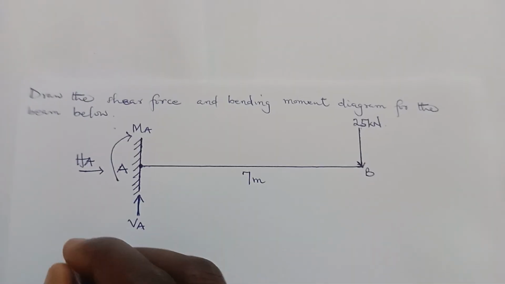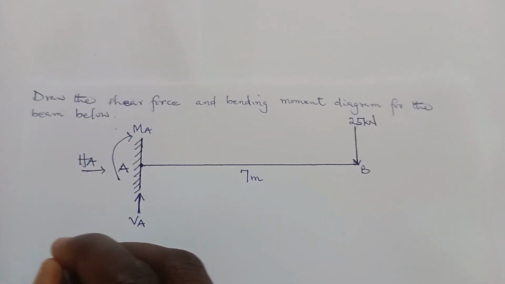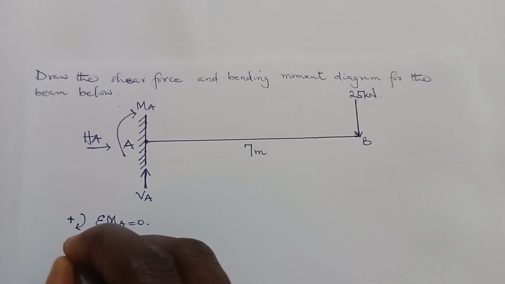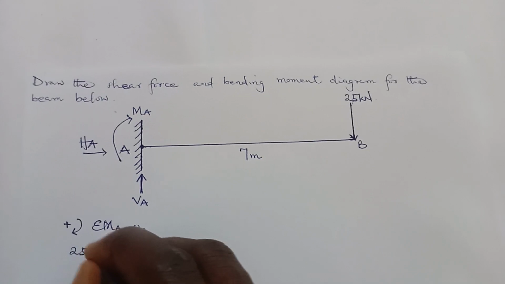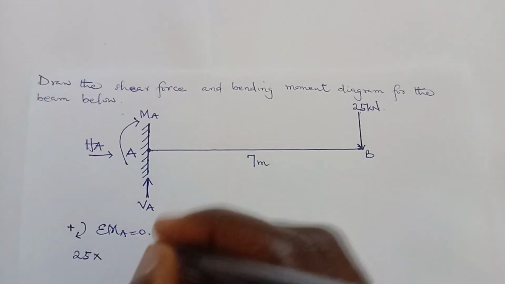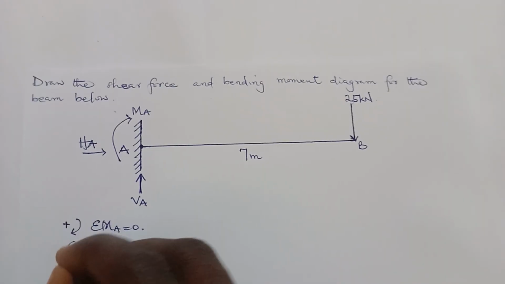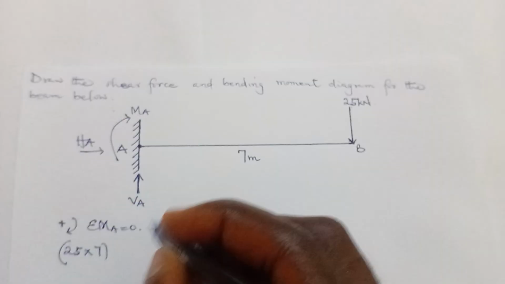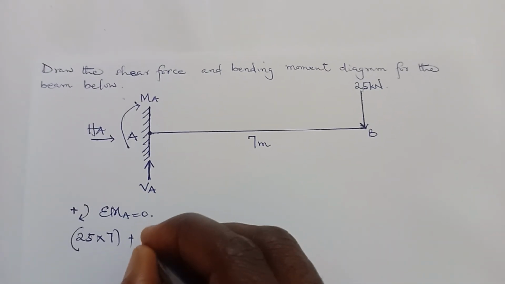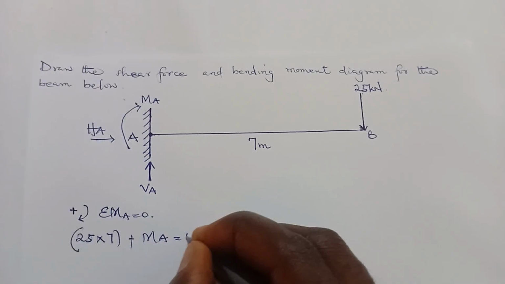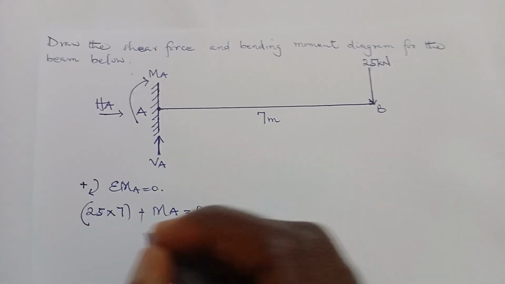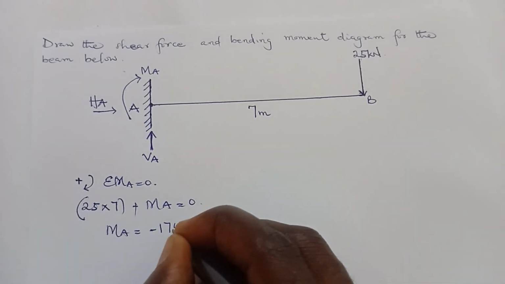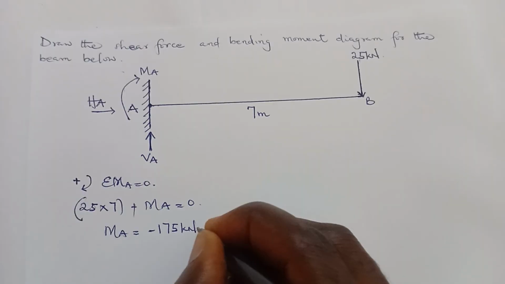25. Let's take clockwise moments to be positive. So 25 kilonewton will cause a clockwise moment. It's going to be positive 25 times the perpendicular distance to where I'm taking the moment, which is 7. There's already an existing moment here called MA, and it's moving in the clockwise direction, so it's going to be plus MA is equal to 0. We will make MA the subject. So MA will be equal to negative 175 kilonewton meter.